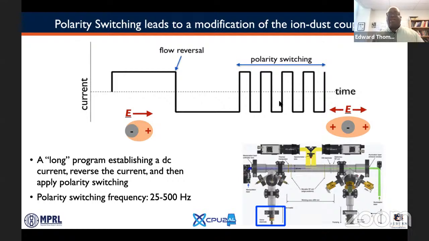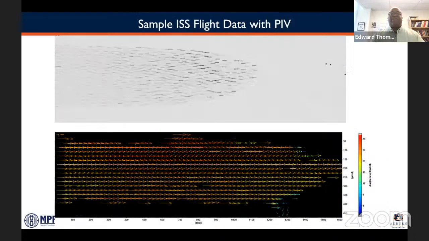And what it does is it modifies the coupling between the ions in the plasma and the dust particles. Then we can program certain kinds of behaviors by adjusting how the particles are flowing and what happens during polarity switching. So an example of that is shown here.